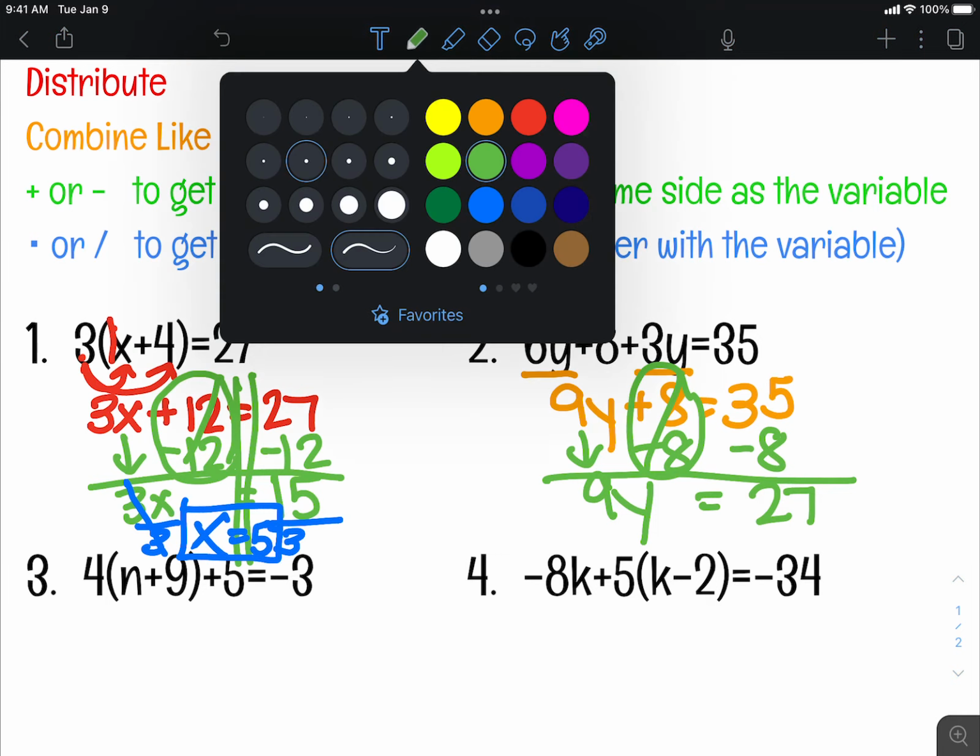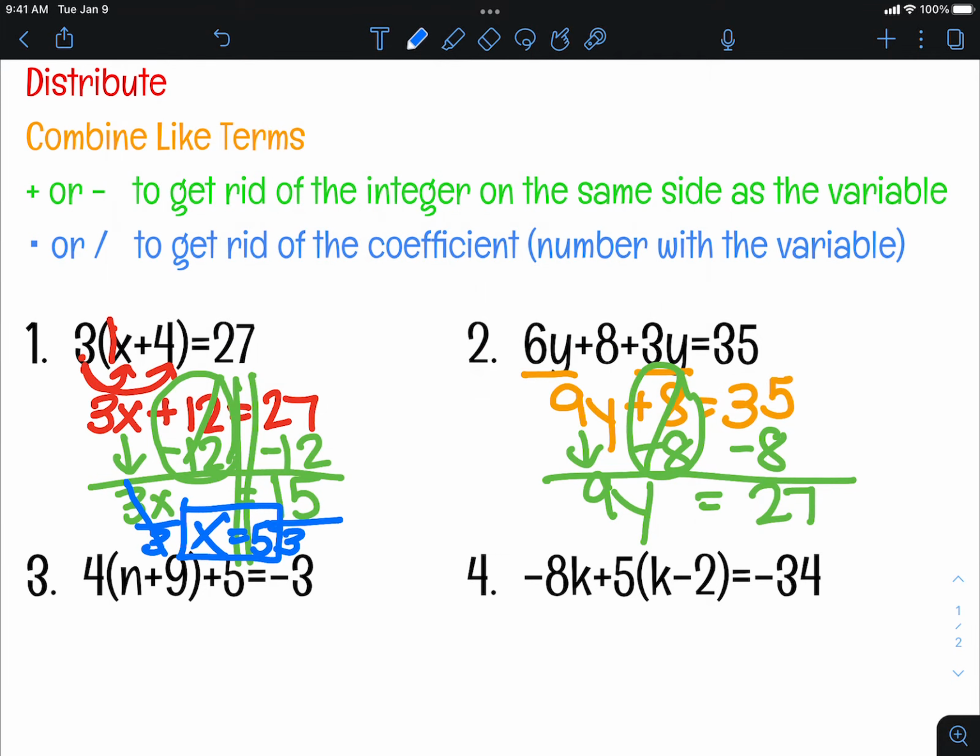All right, so lastly, we have to multiply or divide to get that variable by itself. It currently says 9 times y. The opposite or inverse of multiplication is division, so we're going to divide both sides by 9. 9 divided by 9 is 1. 1y is just y. And 27 divided by 9 is 3. So y is equal to 3.